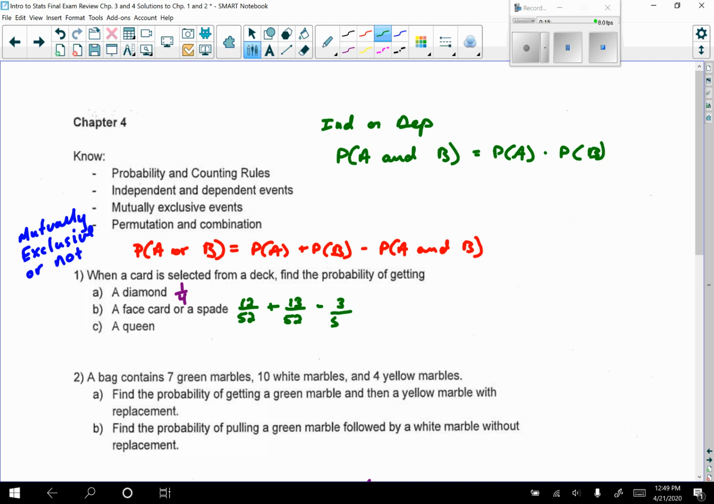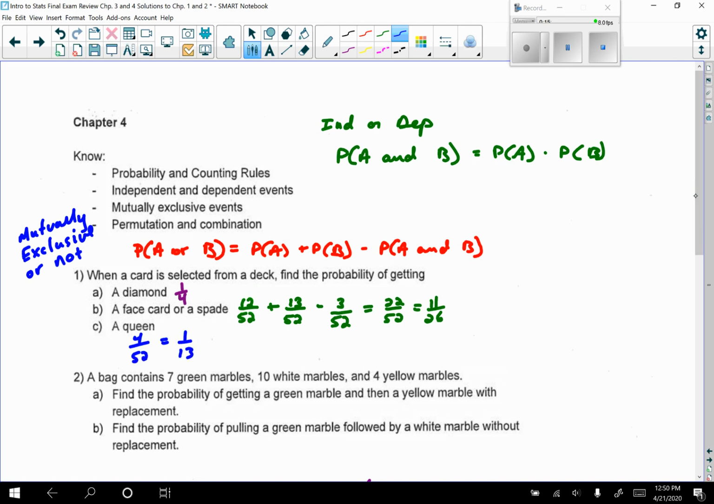So then we would subtract. Now we could write them as individual, or you could just say 12 plus 13 minus 3 all over 52. So this is going to give us 22 over 52, simplifying that into 11 out of 26. All right, and then a queen, we have 4 out of 52 queens, which will be 1/13.